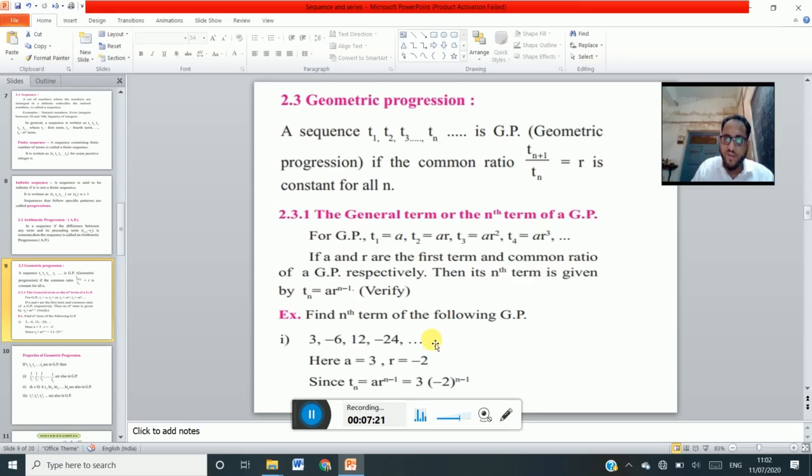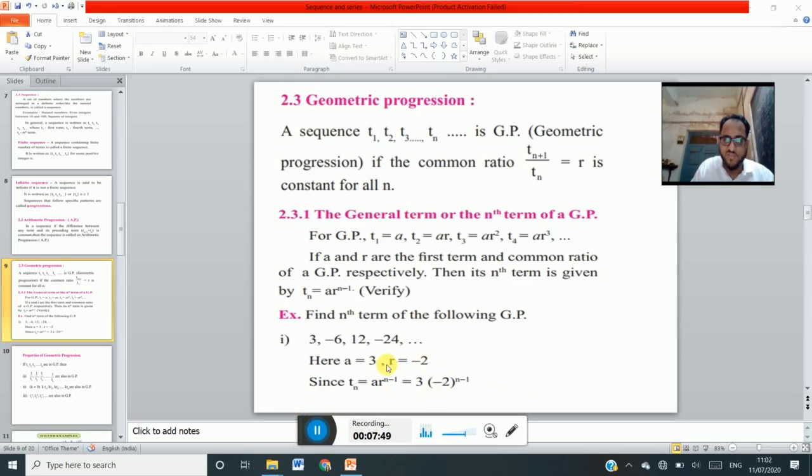Now we have to find the nth term of this GP. How do we find that? By using the formula Tn equals A into R to the power n minus 1. Here A is the first term, so A equals 3, and R equals minus 2, the common ratio. Therefore we put these in this formula, and we get 3 into minus 2 to the power n minus 1. So by using this we can find the nth term of the GP. Then see the next one.